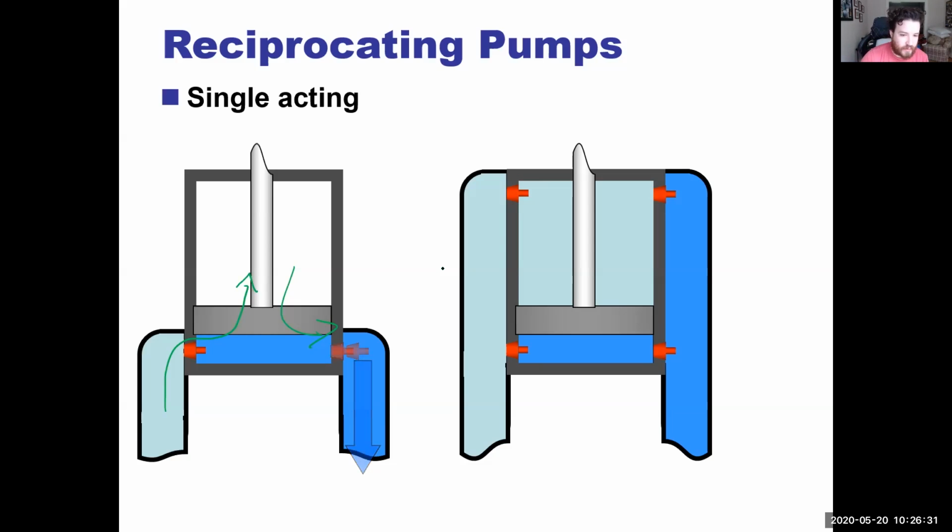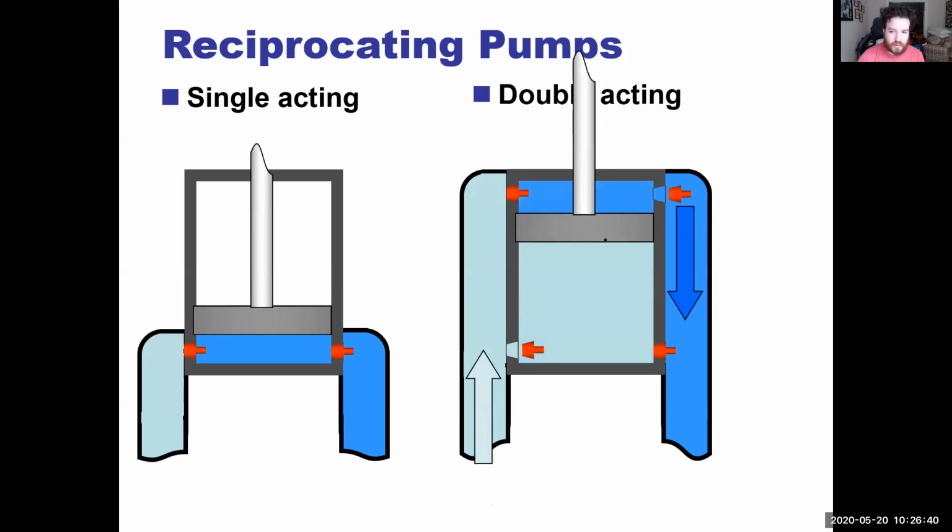Now, if we take that and we move it to a double acting, so now every single time we move that piston up, a volume of water is being pushed out. We move this piston, one volume is pushed out of it. So for every cycle, we get 2 volumes for a double acting. With a single acting, one cycle is 1 volume.